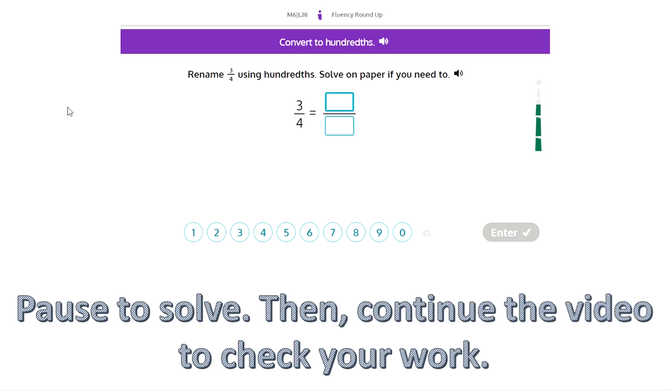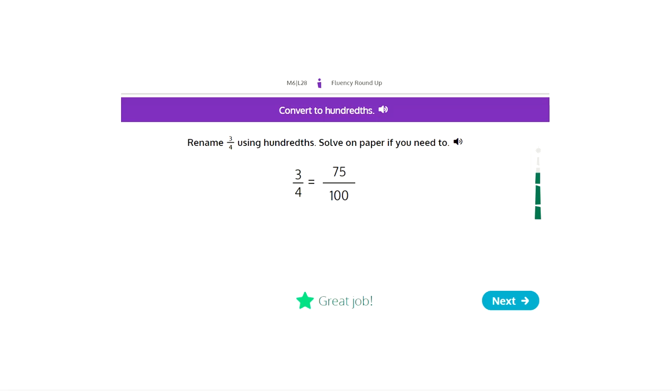Try another. 3/4. Rename that using hundredths. It is 75/100ths because you would have to multiply 4 times 25 to get 100ths. So 3 times 25 is 75.